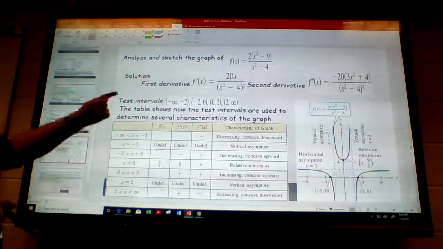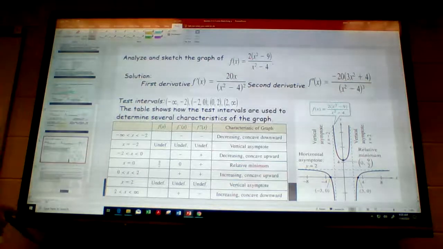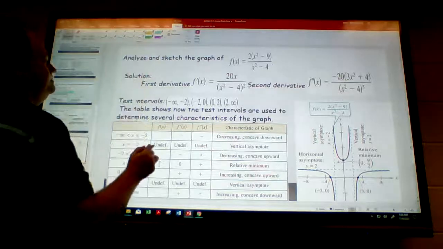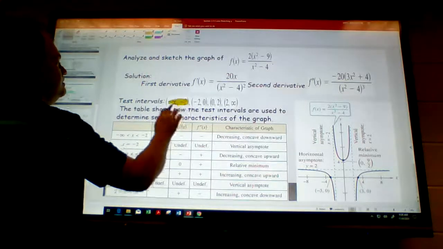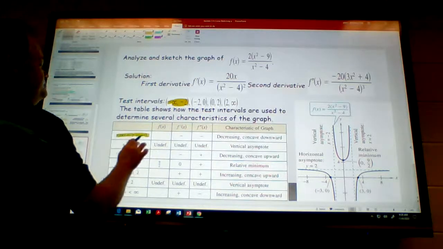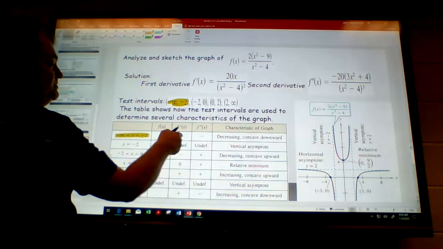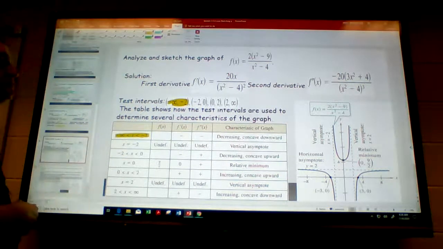We got our equation. We got our first derivative. We got our second derivative. Okay. Now, we have from negative infinity to positive 2. F prime is positive when we test a value. F double prime is also positive.